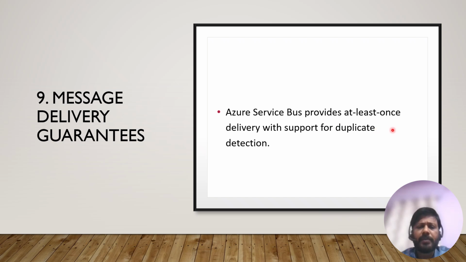And message delivery guarantee. Azure Service Bus provides at-least-once delivery, with support for duplicate detection. Which means that messages are not lost, and may be delivered more than once. So at least once it will be delivered. Duplicate detection helps handle idempotent processing. Exactly-once processing must be implemented at the application level. Understanding these guarantees is critical for data consistency.